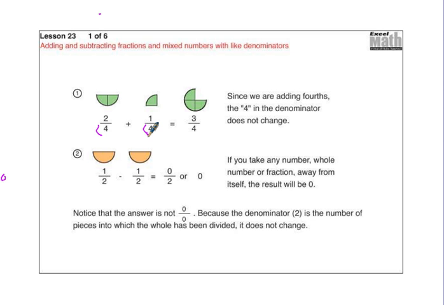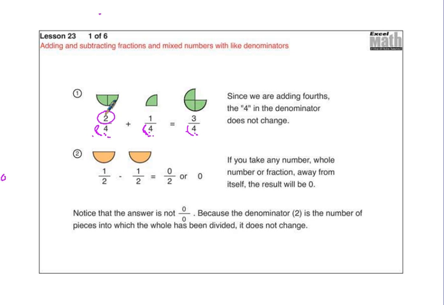Number 1 says 2/4 plus 1/4 equals 3/4. All right, notice that the denominators are the same all the way through. And that's going to be true of every fraction problem. You're always going to have the denominators be the same. So 2/4 and 1/4 is not 3/8. I'm not adding together these denominators. I'm putting down fourths still.